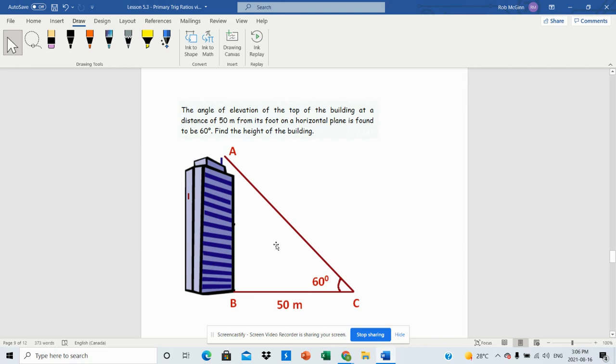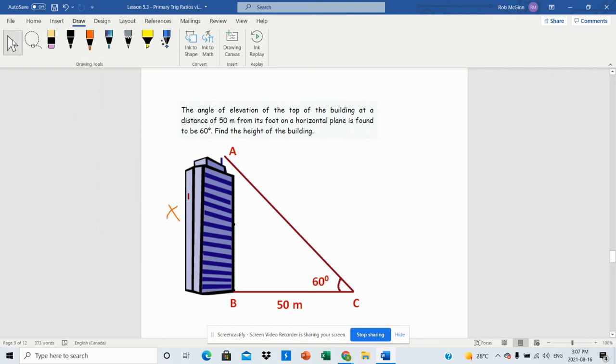So it looks like this. Our angle of elevation is this one here, angle C, and it's 60 degrees. If we're standing here and we're looking at the top of the building, we're looking at a 60-degree angle. It also tells us that the distance from the building to where we are is 50 meters. So we want to find the height of the building. So we want to find this height here, and I'm going to just mark that with an X.